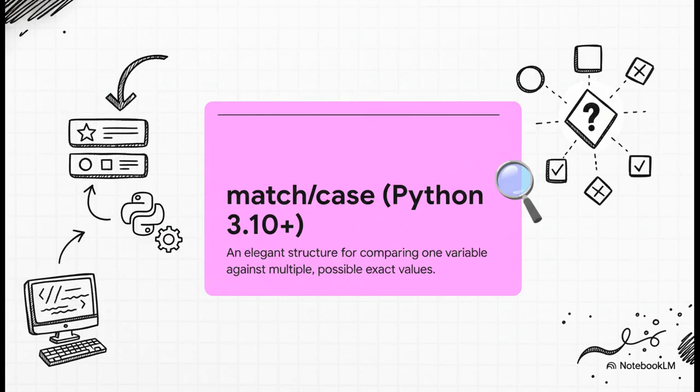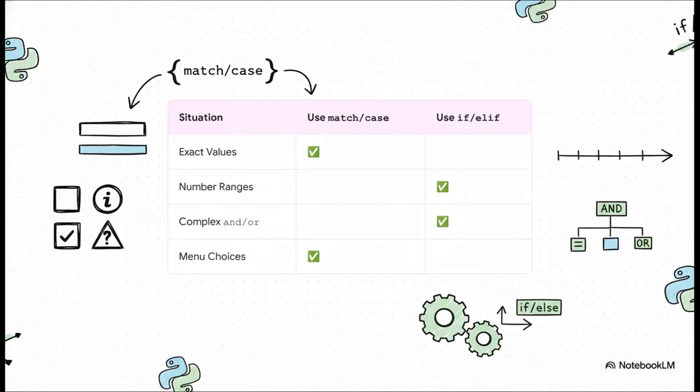This is a really elegant tool that's built for a very specific task, checking one single variable against a list of possible exact values. This is perfect for something like a user's menu choice: 1, 2, or quit. So when do you use this new match/case thing versus our old friend the if-elif chain? Well, this table breaks it down perfectly.